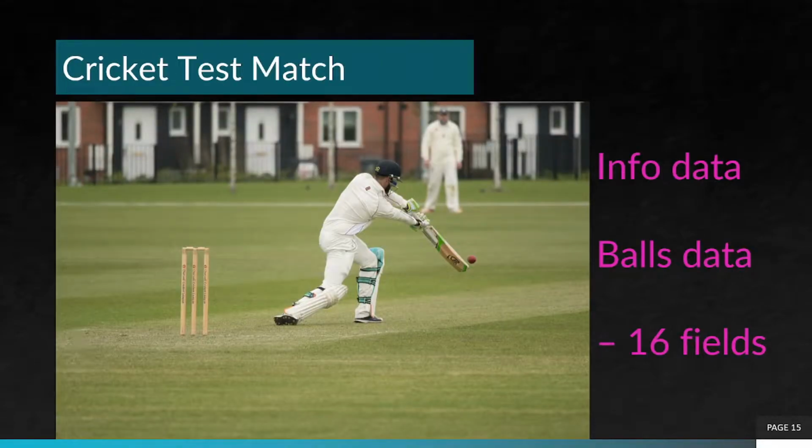Let's look at the data set. So the data set is about the cricket test matches. I will provide the link of the data from where I have downloaded, but essentially it consists of two parts: info data and the balls data. The balls data is the data of all the deliveries. It has got 16 fields.